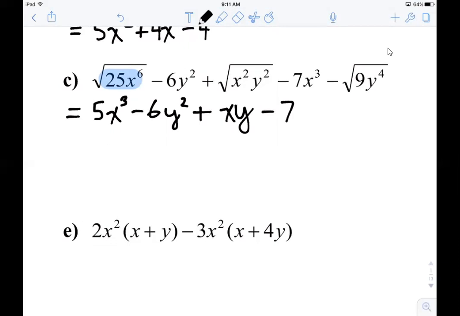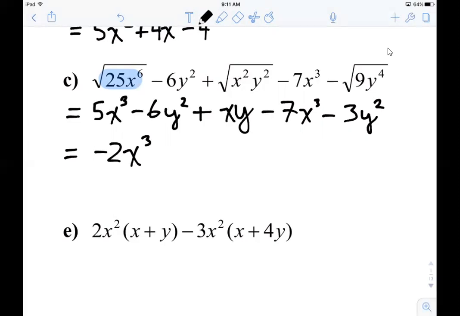I still have minus 7x cubed. And now I follow my rule for this last one. I square root the 9 to get 3, and I cut my variable's exponent in half, so it must be minus 3y squared. So if I look carefully, I'll notice that there's 2 terms. One starts with a 5 and another with a minus 7 that each have an x cubed attached. So when I combine those, I would get negative 2x cubed.